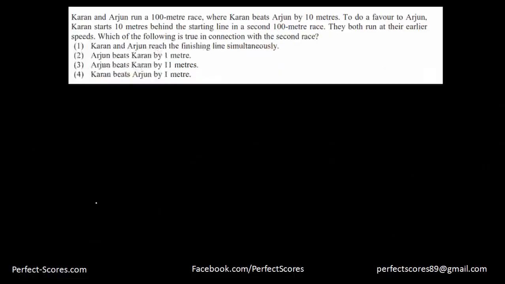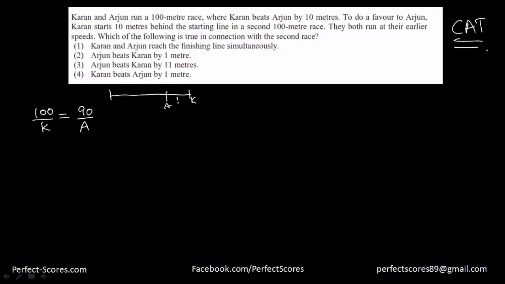Now let's move forward. Alright, so this question says that Karan and Arjun run. This again is a previous CAT question, which means it's going to be a difficult one. So Karan and Arjun run a 100-meter race where Karan beats Arjun by 10 meters. So in a 100-meter race, if Karan finishes 100 meters, Arjun is going to be 10 meters behind. That means he must have covered 90 meters.